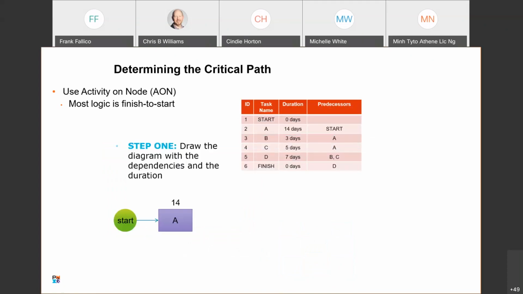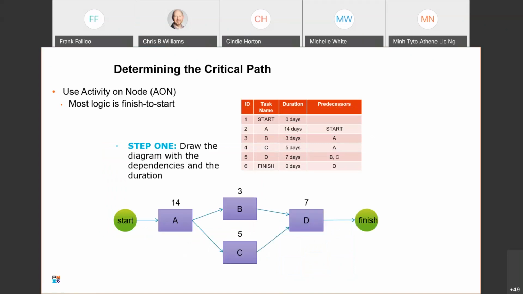All right, so after we go through this effort, our diagram will end up looking like this, with each task in a box and the duration of the task noted above the task name. Task A has a duration of 14. Task B has a duration of 3 days, and it has the predecessor of A, right? So we draw our arrow from A to B.